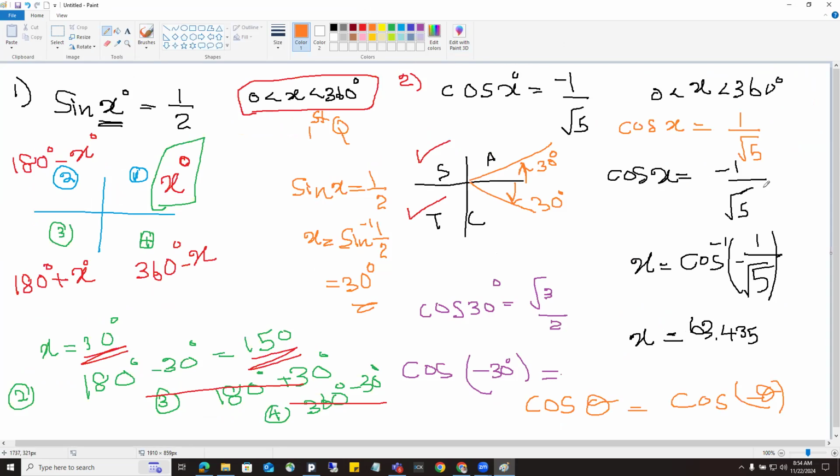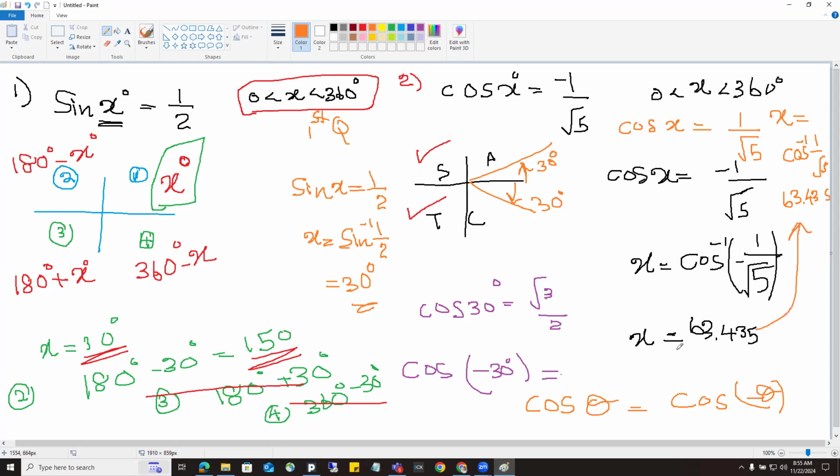For example, if it's minus 1 over square root 5, we can't directly find the negative values. So what we do is find the positive value, the respective angle for the positive value. If cos x is equal to 1 over square root 5, what would be the value of x? Then x will be cos inverse of 1 over square root 5. That is positive. Then you will get the answer as 63.435.